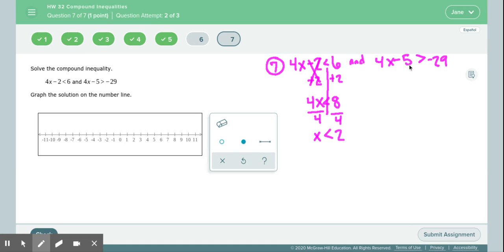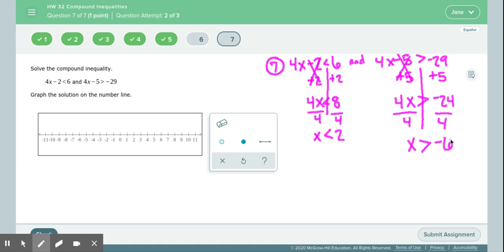Over here, same thing, I separate the left side from my right-hand side. x is attached to 4, so I get rid of the minus 5 first. So since it's going to the opposite side, I do the opposite, and I add 5 on both sides. That leaves me with 4x is greater than, and then negative 29 plus 5 would give me negative 24. Divide both sides by 4, and since that's a positive, I'm keeping the same inequality symbol, and that's going to give me x is greater than, and then negative 24 divided by 4 is negative 6.